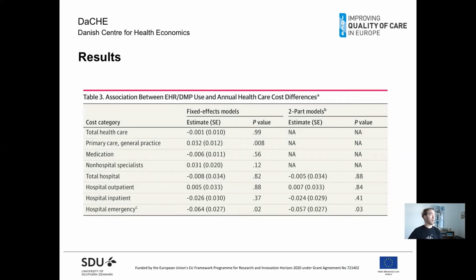But where we do see in the hospital category an interesting difference is with regards to emergency hospital costs. We see a significant minus 6.4% estimate, and that suggests something is going on there. You can see that we've actually got our fixed effect models. We also ran some 2-part models, which gave a binary indicator on whether or not there was a cost in any given year. And we see that using 2-part models, we don't have any significant differences in terms of our results in the hospital cost categories.